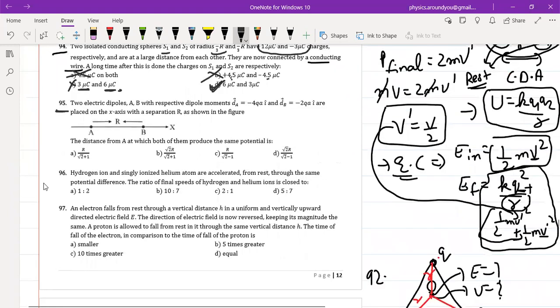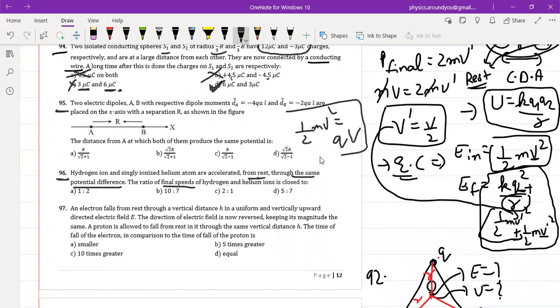Now question number 96. Trigger words: final speeds given from rest through the same potential difference. Straight away apply energy conservation. The final kinetic energy is equal to the loss of potential energy. Potential energy is given by Q times potential difference, where Q is a charge, V is a potential difference.